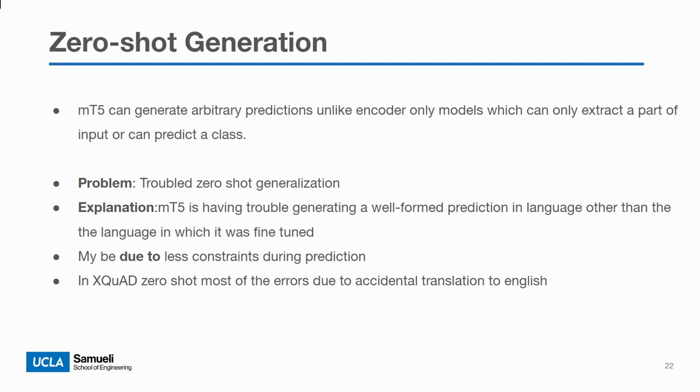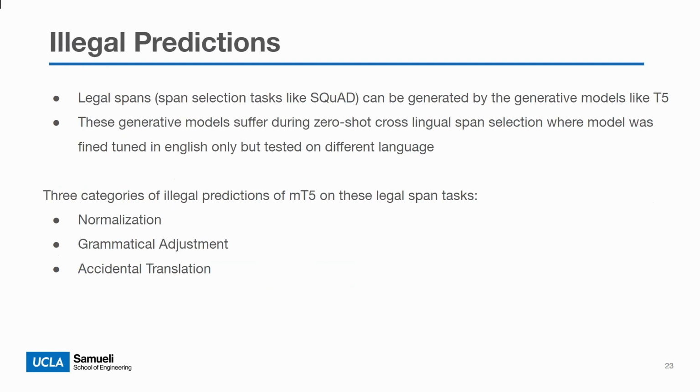In the XQuAD zero-shot task, most of the errors it makes are due to accidental translation to English, which we'll see in the further slides. Coming to the illegal predictions, in span selection tasks such as XQuAD, where you have to select a particular span of words in the question as an answer, generative models like T5 perform really well.